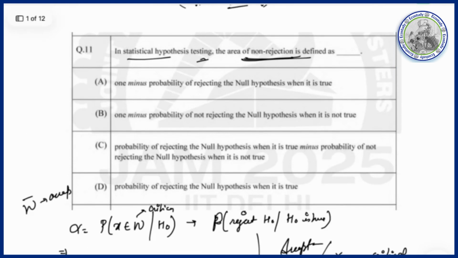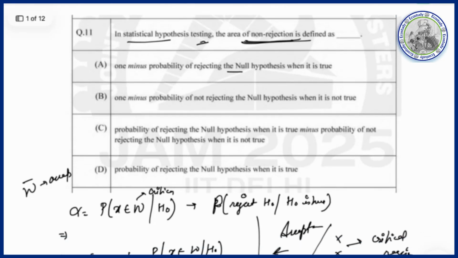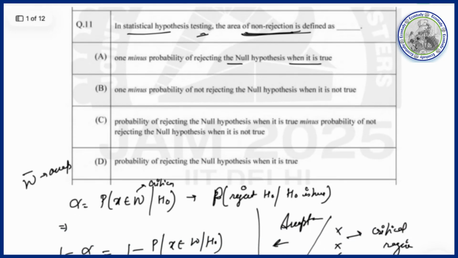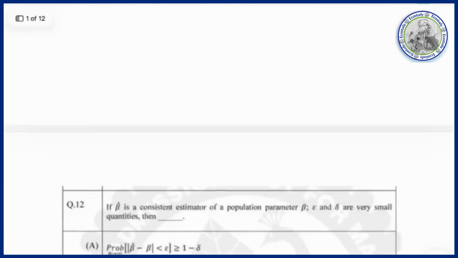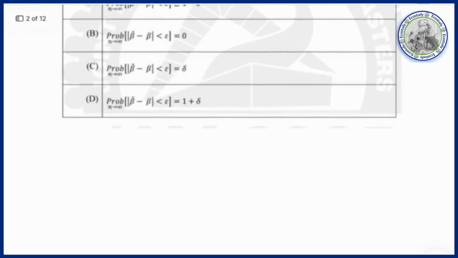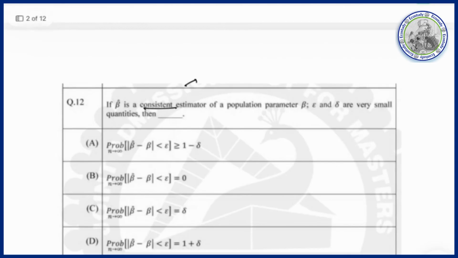So what is the correct option? 1 minus the probability of rejecting the null hypothesis when it is true, that is the correct one. Because the probability of non-rejecting the null hypothesis when it is false is beta, and 1 minus beta is the power of the test. The probability of rejecting the null hypothesis when it is true minus the probability, no, that is wrong. The probability of rejecting the null hypothesis when it is true is the critical region. So the correct option is the first. This is a very easy question, just based on the definition of the rejection region. Now move to the next question. This is from the inference paper.